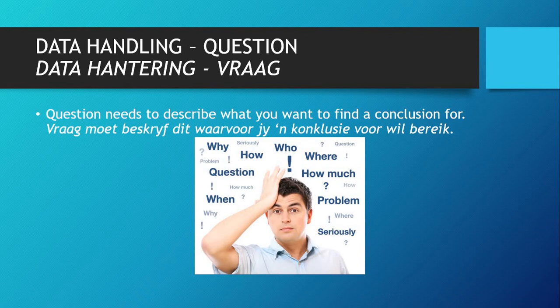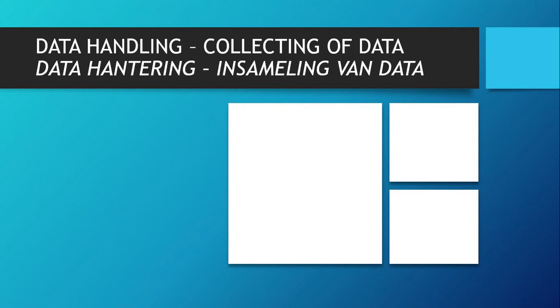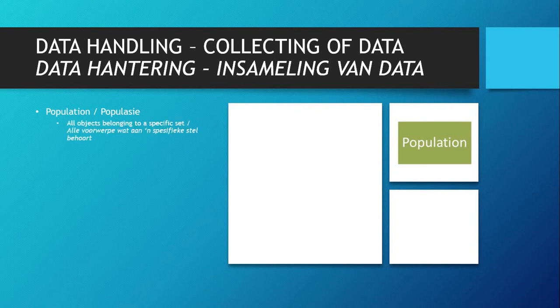Once I've asked my question, I can start by collecting the data. Now you can collect your data from two places, which is actually one, but you will understand once I'm done here. First of all, you have your population. Now, your population is what we refer to as all the objects belonging to a specific set. So everybody that can contribute to your data will fall in the population. It is important to note that this is the broader group, the population. For example, I'm looking at the newborn babies in South Africa, the whole of South Africa.